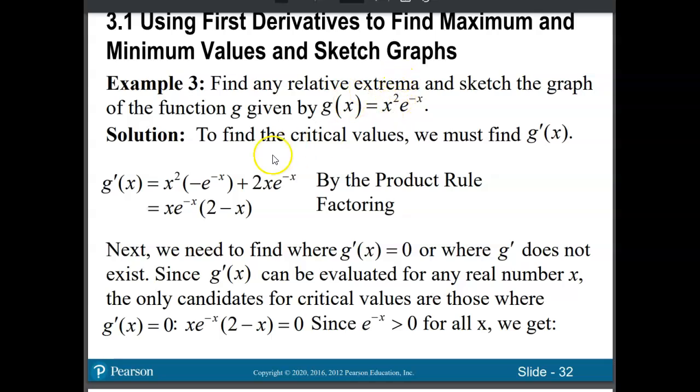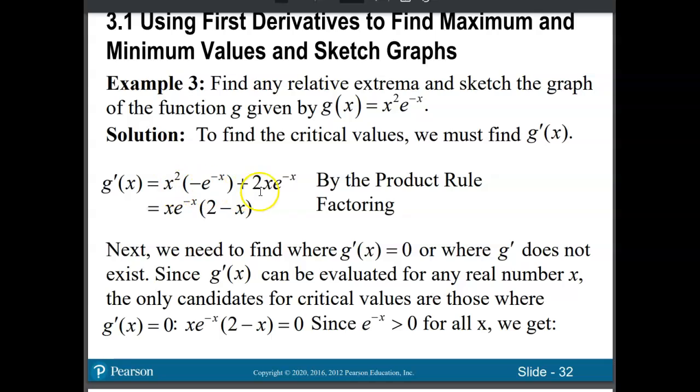So by product rule, the first function is x squared. We multiply that by the derivative of the second. So the derivative of e to the negative x is e to the negative x times the negative 1, plus the derivative of the first, so the derivative of x squared is 2x times the second function, e to the negative x.